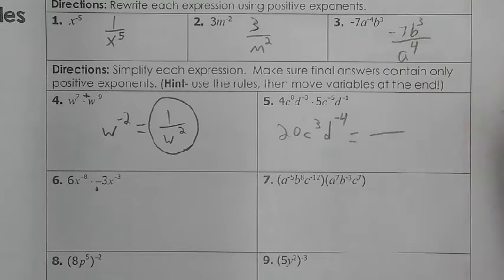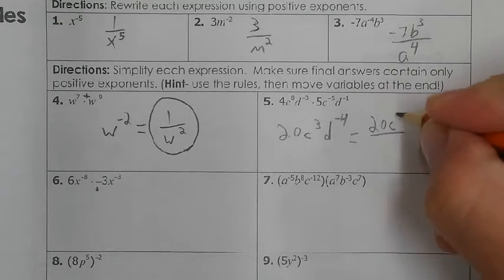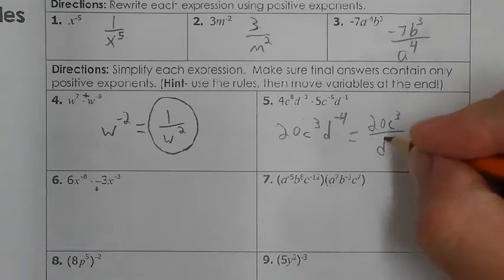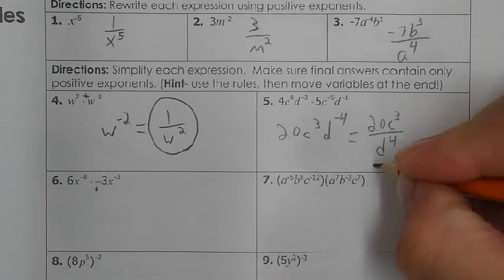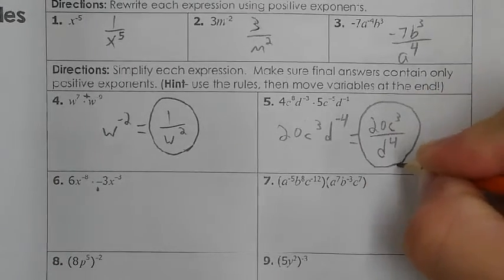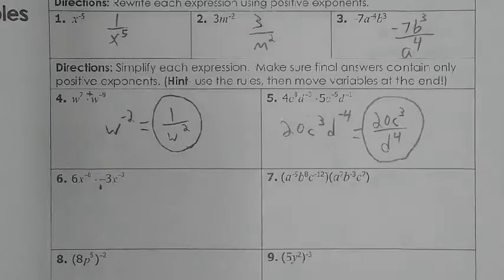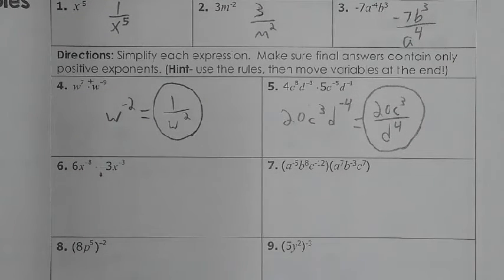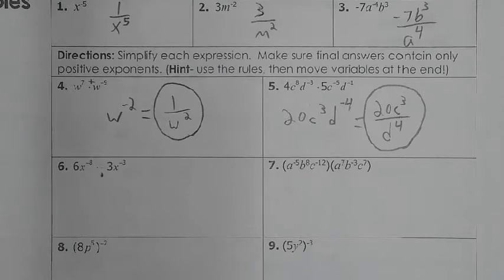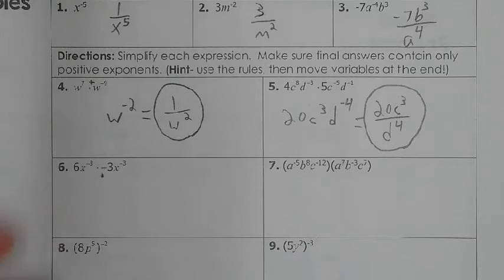So who's got a guess of what this is going to look like? 20c to the power 3. Good. D to the power 4. Very good. So D to the power of 4 is going to be moved to the bottom. That's the only thing because that's the only negative exponent. Does that make sense? Okay, I want y'all to try 6 and 7 on your own, but then we'll check them together.